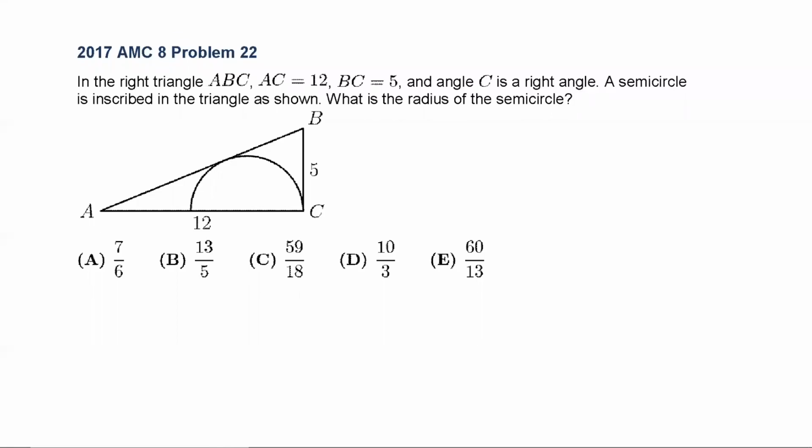Okay, someone's asking for a hint, so sure. Imagine that you're drawing the center of the semicircle, which is going to be somewhere there, and let's set the radius equal to r. If we drop the altitude to the tangent point, that's going to be a right angle, and this length is also going to be r. So there's a hint for you.